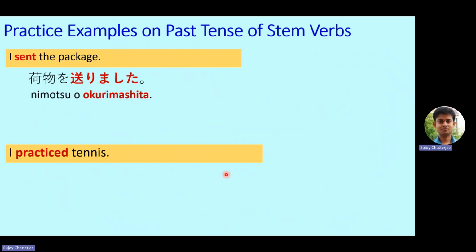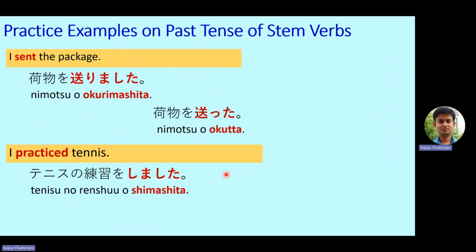I sent the package. Nimotsu o okurimashita. So okurimasu is the verb, or okuru is the verb, which means to send. Nimotsu means package or packet or a box. So nimotsu o okurimashita. Okuru becomes okutta. This is again a group 1 verb, because okuru ends in u. So okurimashita, okutta.